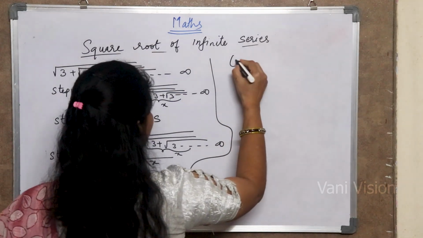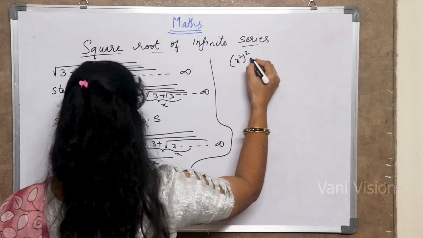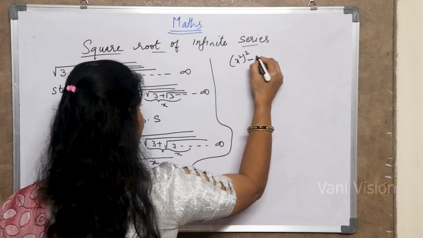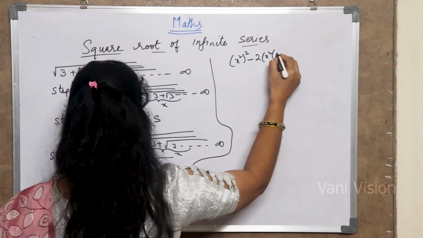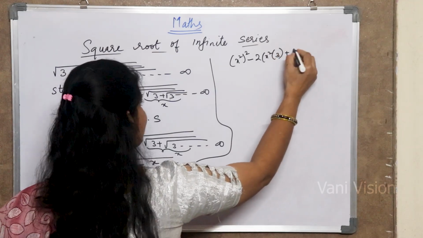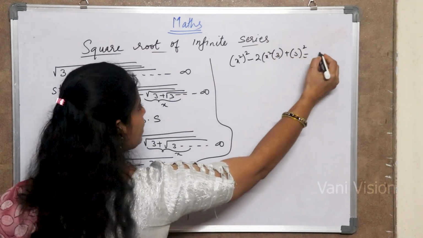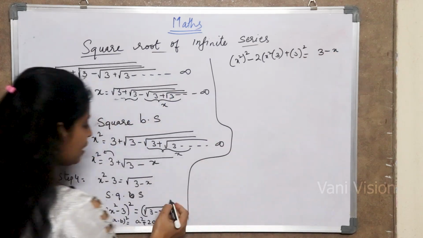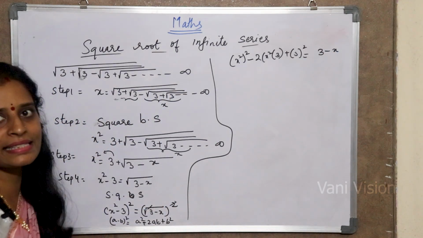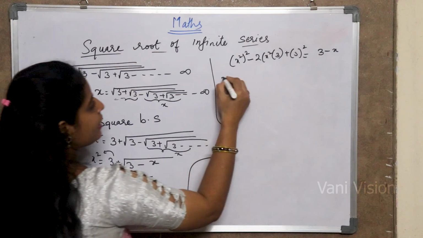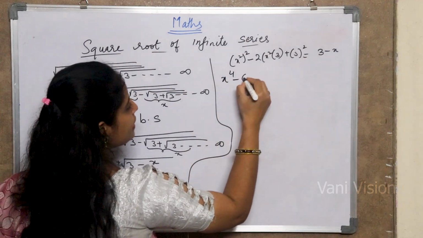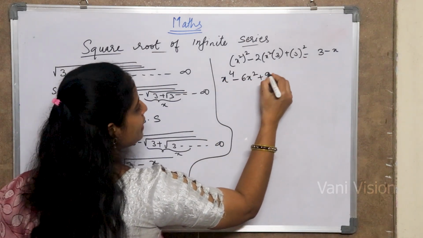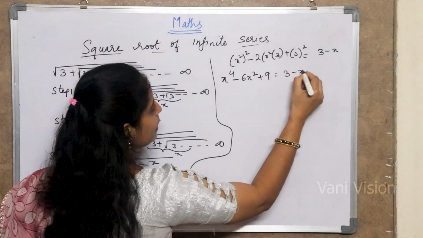So here we are going to solve: x square whole square minus 2 into x square into 3 plus 3 whole square is equal to 3 minus x. Why? Square and root will get cancelled here. Clear? Then x to the power of 4 minus 6x square plus 9 is equal to 3 minus x.